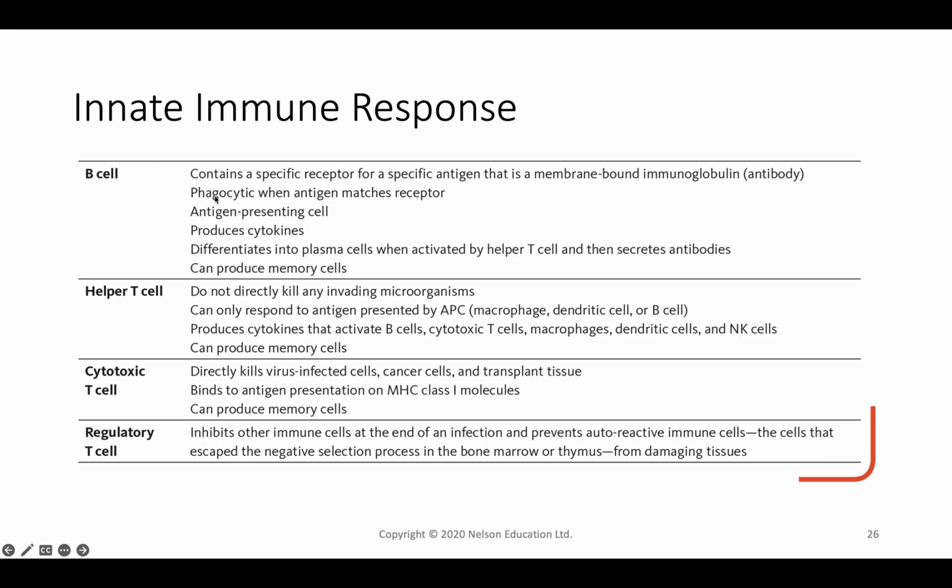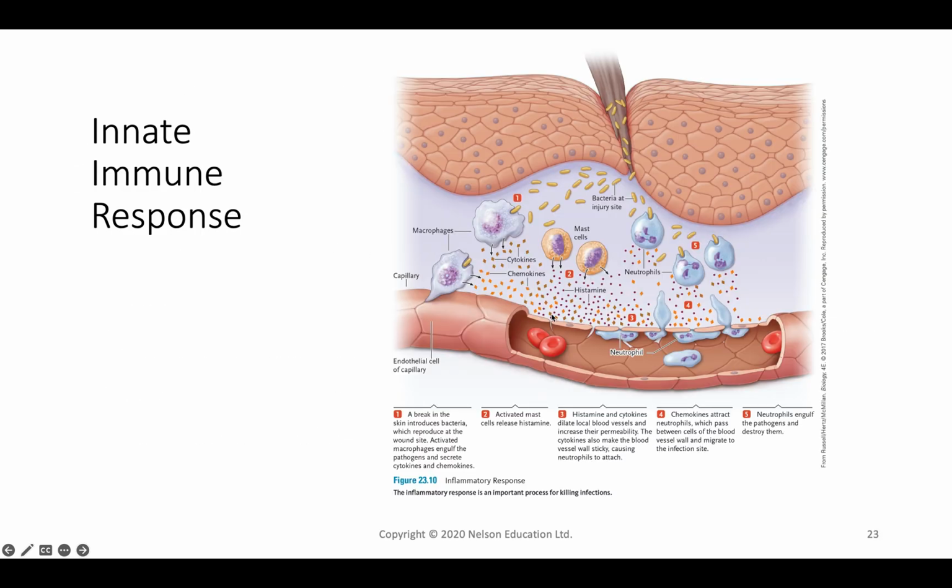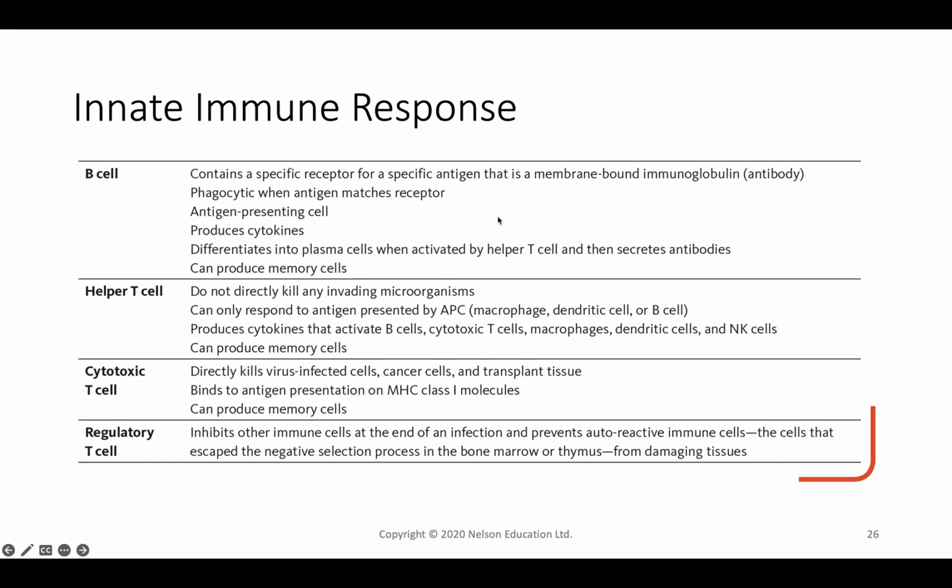So B cells are able to be phagocytic when they are actually finding their target cell. They can engulf it and kill it themselves, as well as be an antigen-presenting cell, which can cause the immune response. They also are going to produce cytokines. Again, we just talked about those as something that's released by the macrophages, causing the immune response. And the B cells differentiate into plasma cells when they're activated by what are called helper T cells. We just talked about those. And then once they activate into plasma cells, they secrete antibodies.